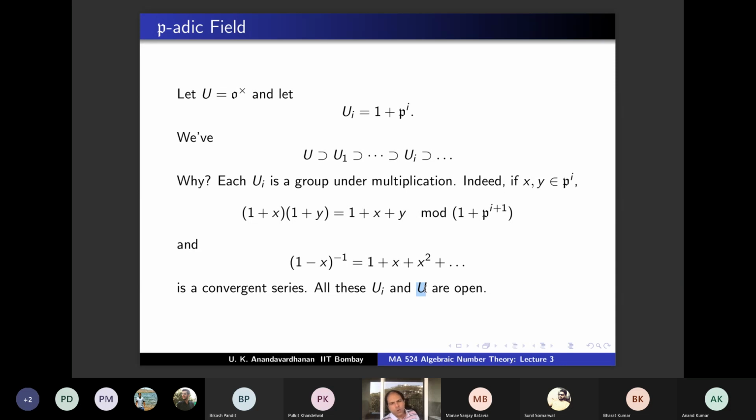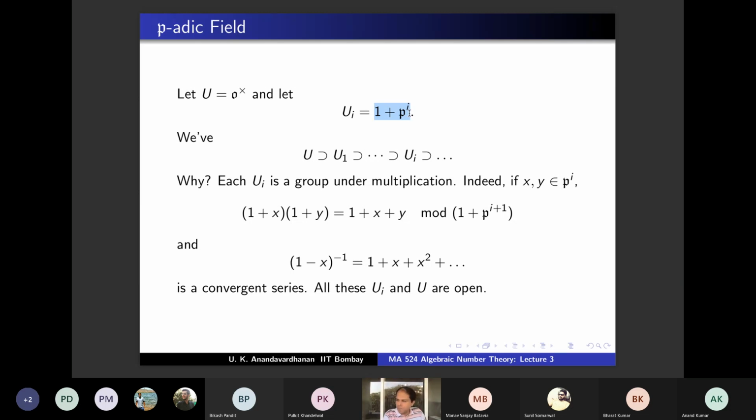One way to check that is O is closed in K, and a closed subset of a closed set is closed, no? So P is closed in O. Therefore U is the complement of P in O, therefore U is open in O, and therefore it's open in K because O is open in K. So U is open, and each of the U i are also open. That can be seen directly from here because we have already shown that P i is open, and this is just a translate. Translation is a homeomorphism, right?